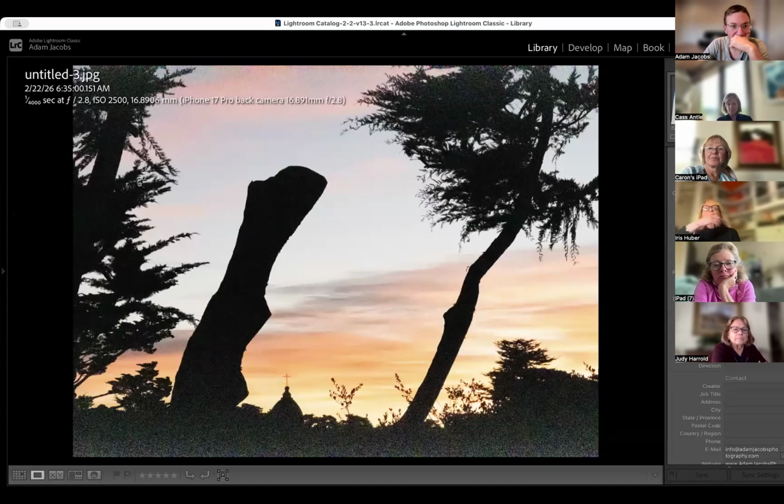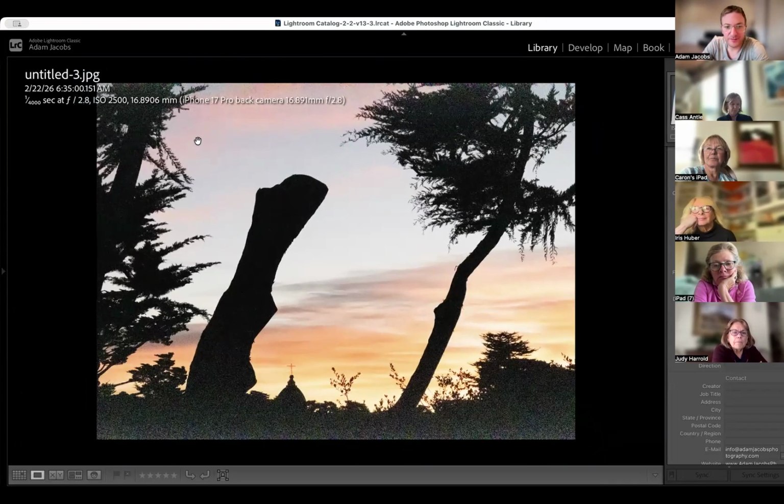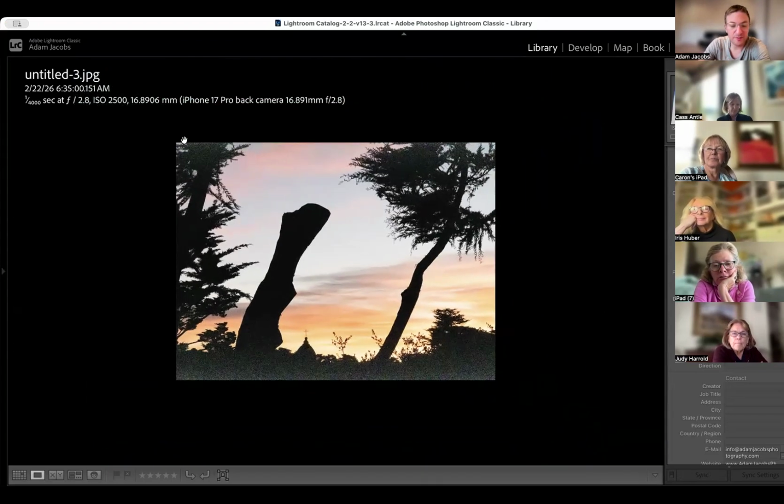Okay, so let's take a look at Marietta's here. I'm going to start purposely with this one. So really pretty sunset. Love the silhouettes here. Are these things moving in the picture?